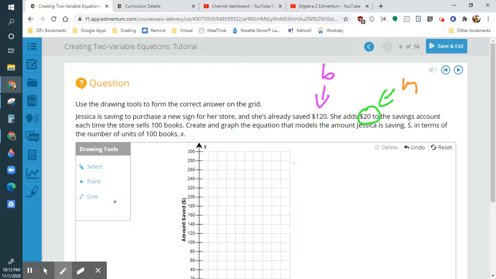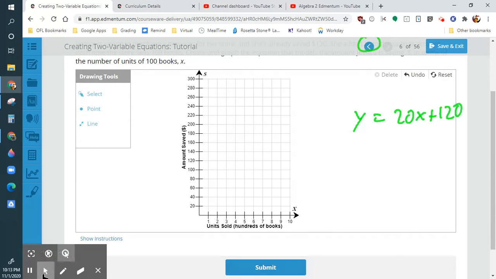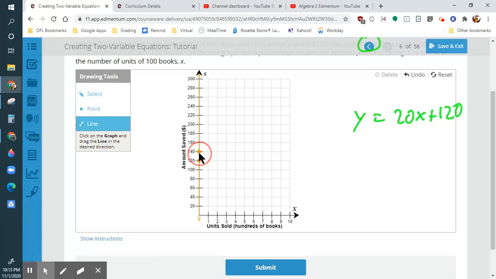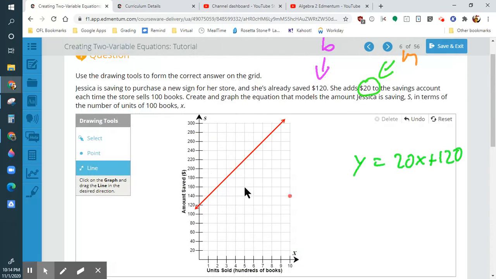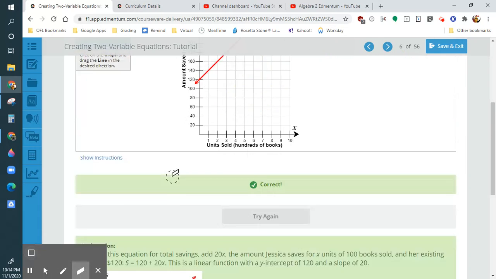So when we're doing this, we want to write this down as y equals 20x plus 120, which is our starting point. So when we start this off, we're going to grab a line. We're going to start off at 120 and we're going to go up 20 over 1. And notice that these go up by 20. So we can see that that's our graph. I'm surprised it didn't get all picky, like, oh, you should have done array. Well, I guess it doesn't give us array, but there we go.